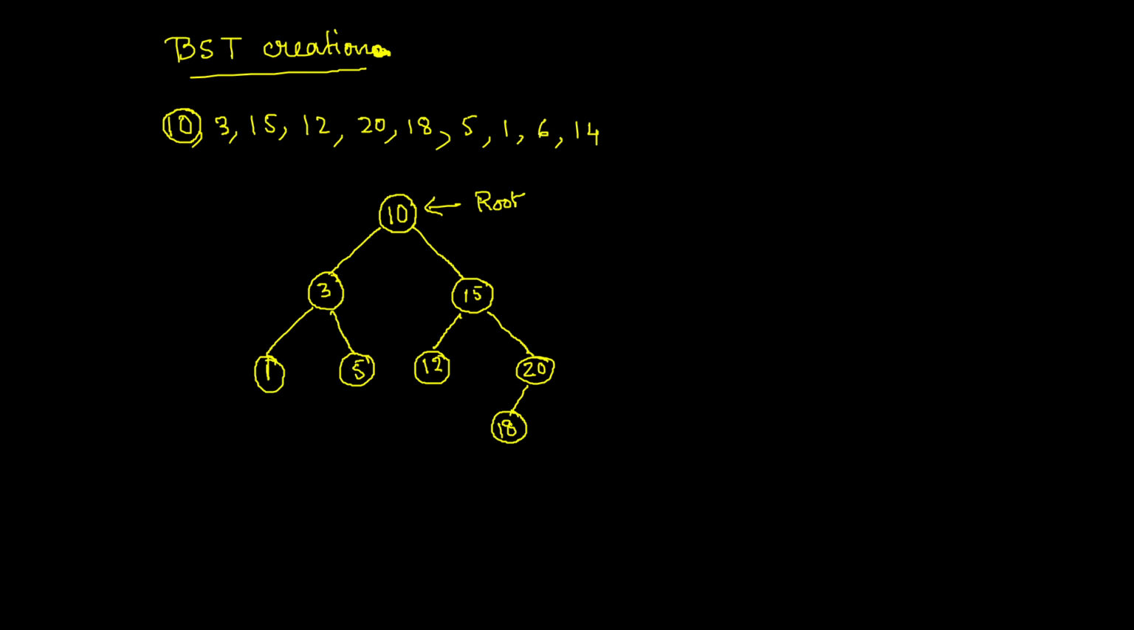And then I will get 6. 6 is again greater than 5, right? I am directly saying greater than 5, because ultimately if you start the journey from 10, 6 is lesser than 10, you will come to this side. 6 is now greater than 3, you will come to the right side. Now 6 is greater than 5, and the right side of 5 is blank. So you can connect 6 over here.